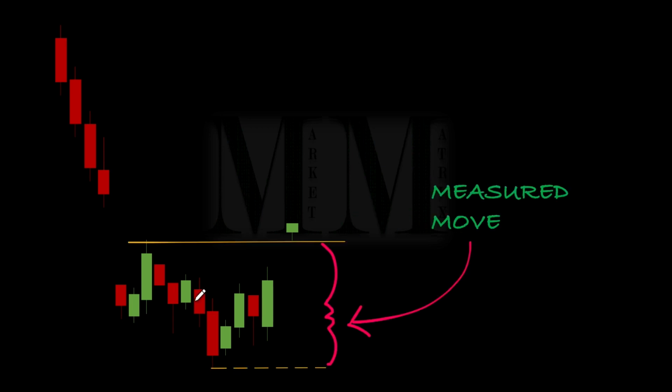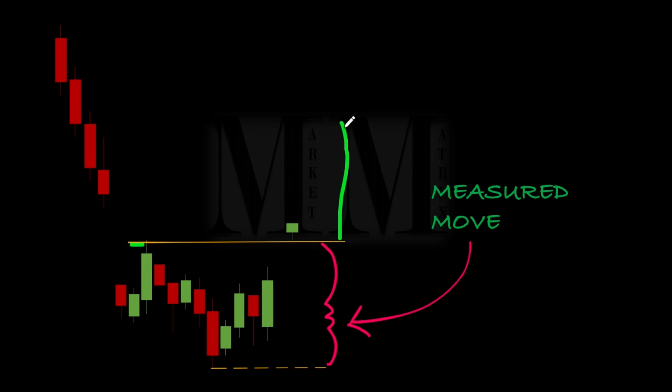So we're going to measure the move. And how we're going to get that measured move is we measure from the highest point of this consolidation over here, where this price is stuck, the highest point up to the lowest point. We measure that move, and then we put that move above over here, above this high.